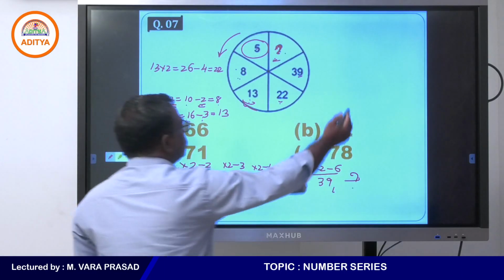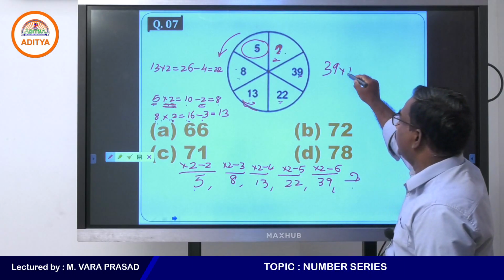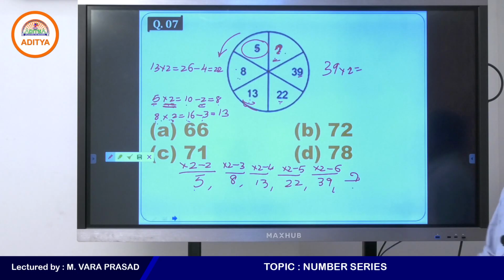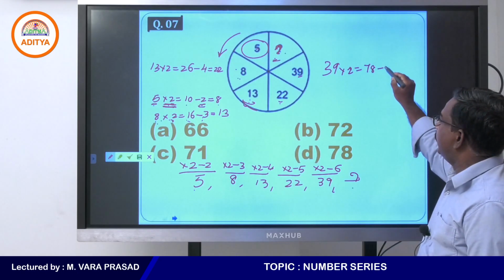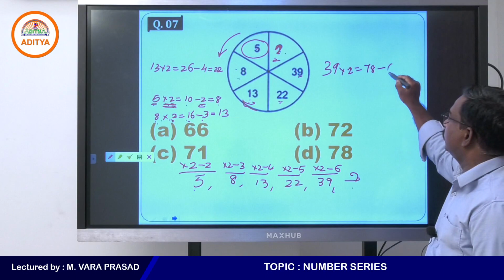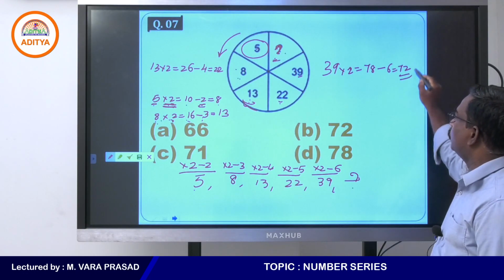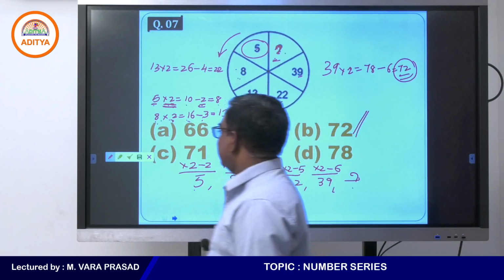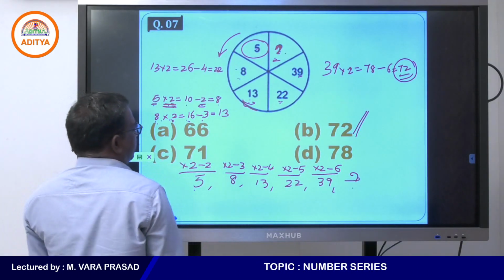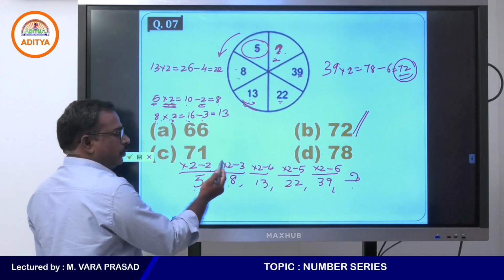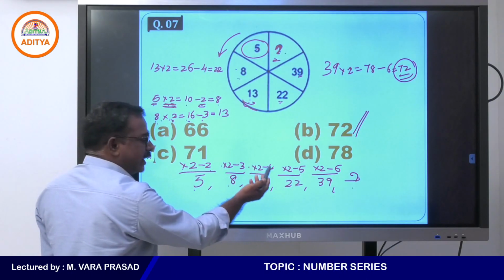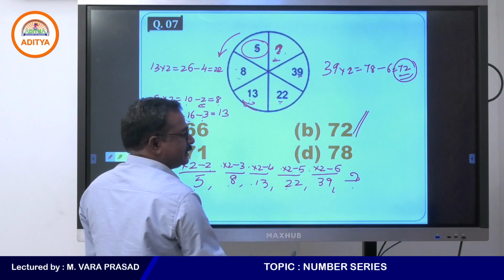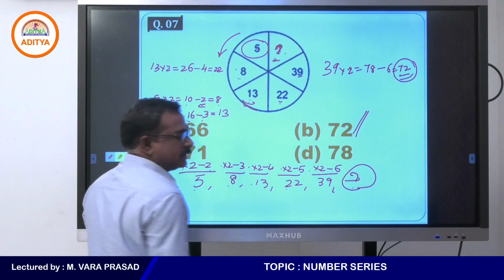So, what answer will we get? 39 into 2 is 78, and 78 minus 6 gives the answer 72. So, option number 2. The process is going in an anti-clockwise manner: 5 into 2 minus 2, 8 into 2 minus 3, 13 into 2 minus 4, 22 into 2 minus 5, 39 into 2 minus 6. You are getting the question mark place, right?